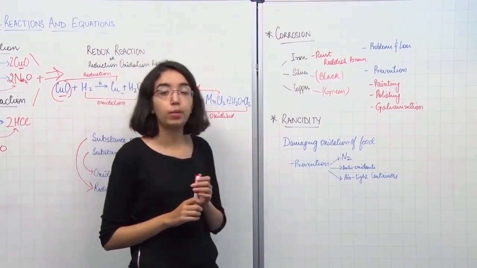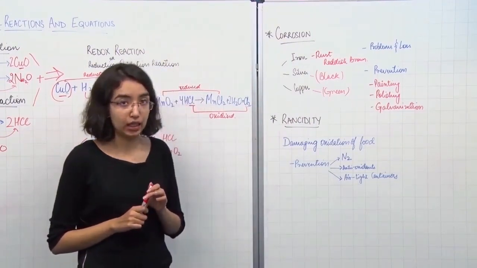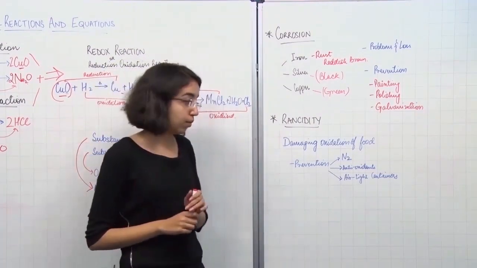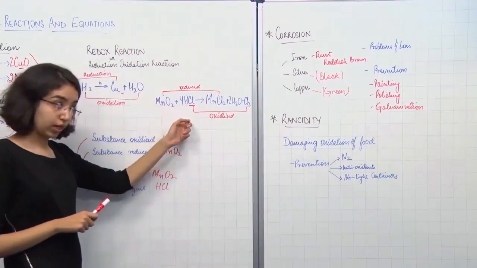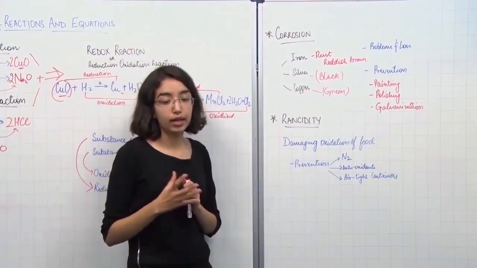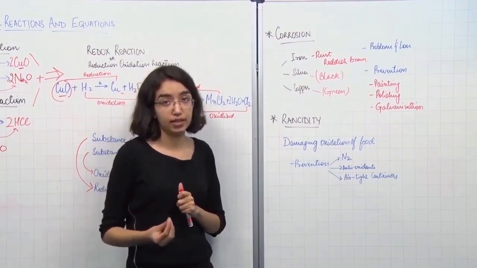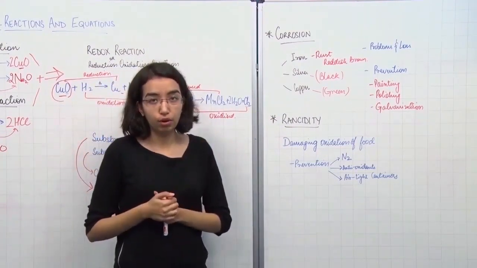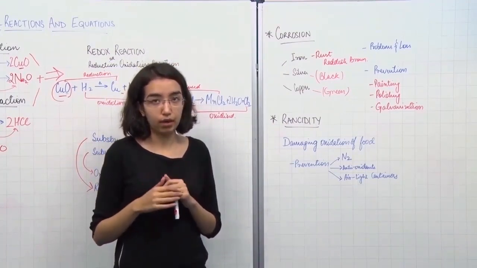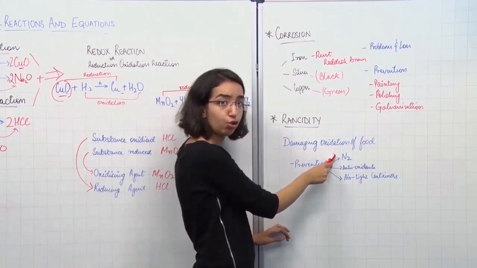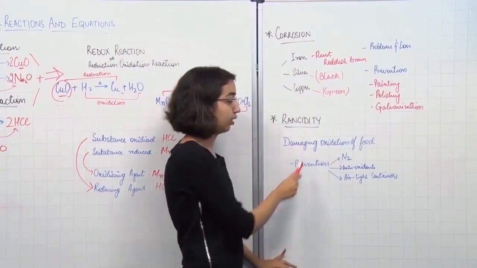The last topic that we will be studying is rancidity. Rancidity is a new topic, not related to the previous ones, but it is related to redox reactions. When a food item that has fats in it, like chips, is kept out for too long, the fat reacts with the air and gets oxidized. Because of the oxidation, there is a damaging effect on the food.